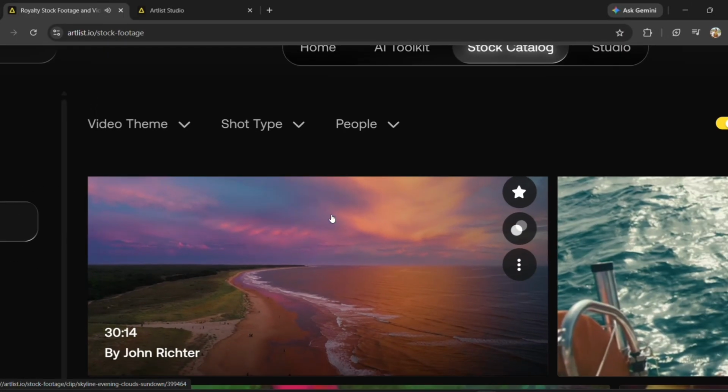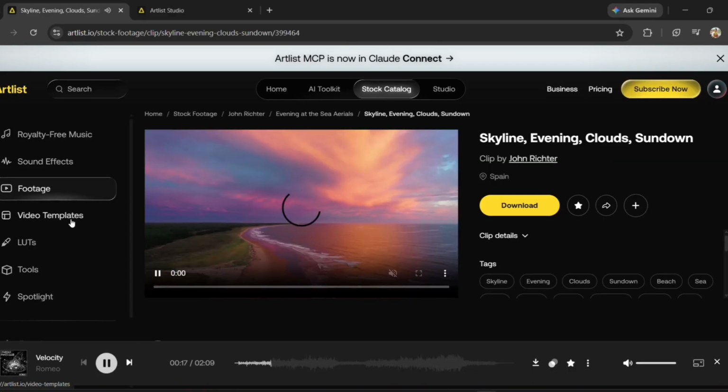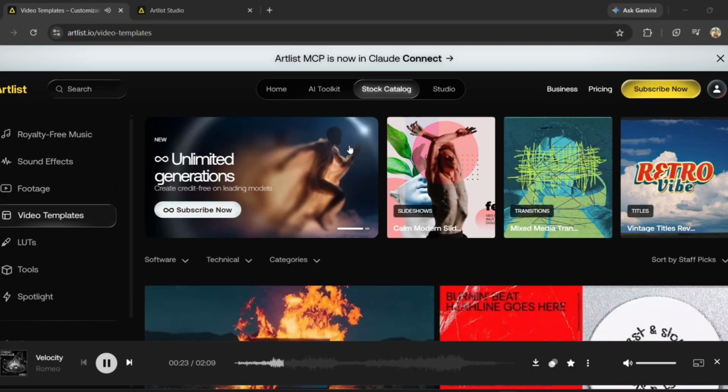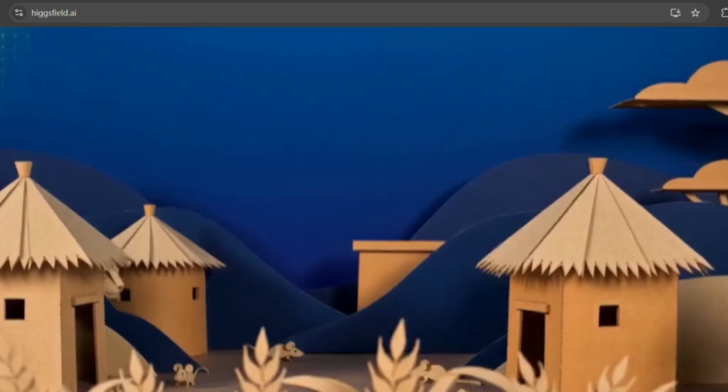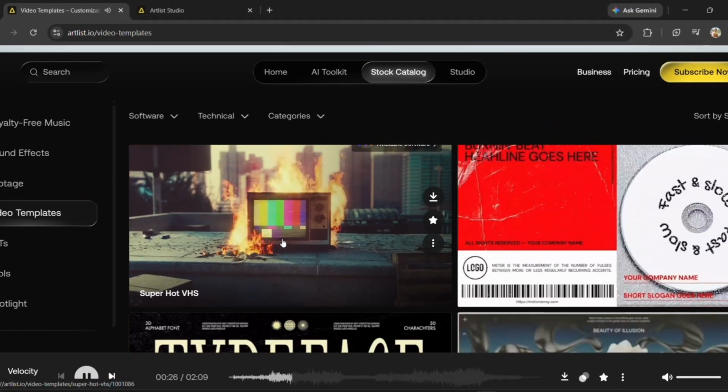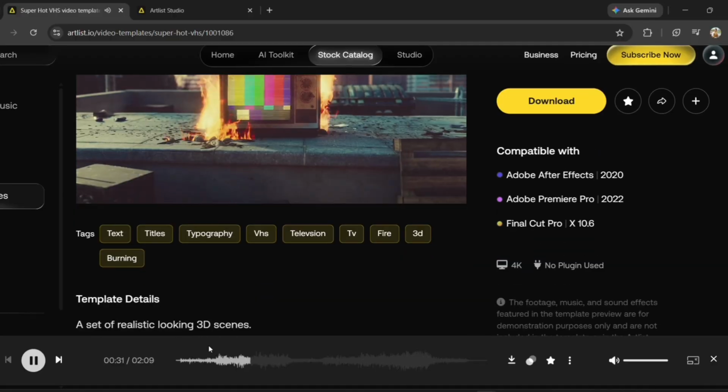So here's the easiest way to think about it. If your biggest problem is creating videos from scratch, I'd lean toward Higgsfield. If your biggest problem is finishing videos and finding quality creative assets, I'd lean toward Artlist. And honestly, a lot of successful creators use both because they do completely different jobs. One helps you create, the other helps you polish.